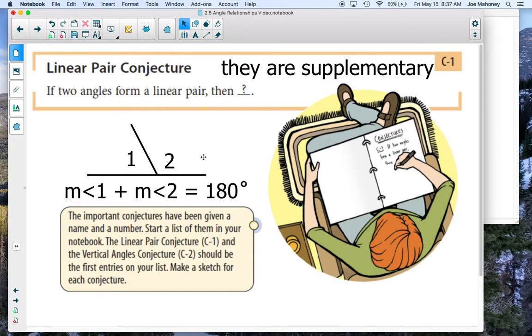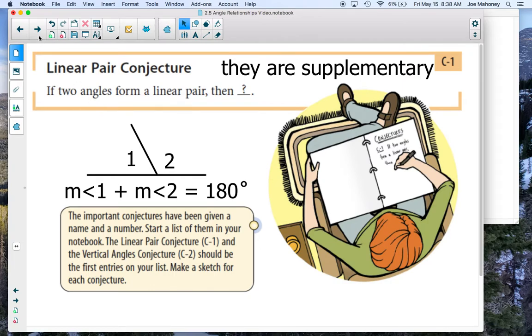So it's handy that when you have a conjecture that you write it down. I really suggest keeping either a separate notebook of conjectures or at least a separate section in your own notes. And it's the greatest way to study for a test, is just to take a look at your conjecture list. And if you understand what those conjectures mean and can apply them, you're going to find geometry to be pretty easy.